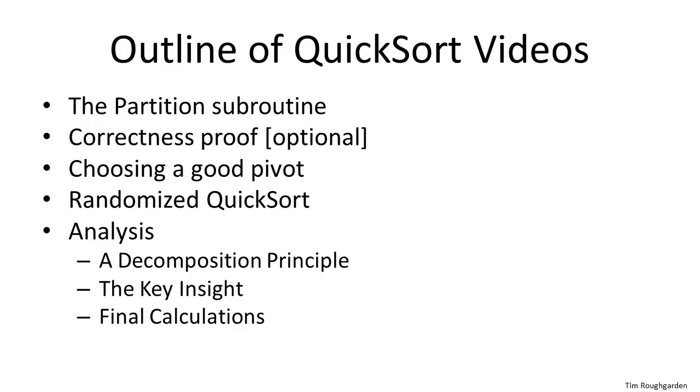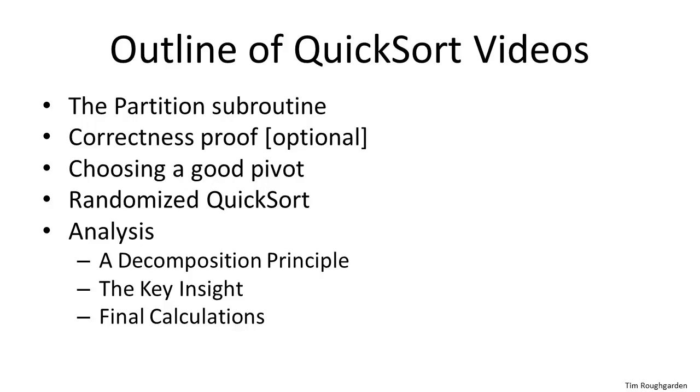And then we'll give the mathematical analysis in 3 parts. We'll prove that the quicksort algorithm runs in n log n time with small constants on average for a randomly chosen pivot. In the first analysis video, I'll introduce a general decomposition principle of how you take a complicated random variable, break it into indicator random variables, and use linearity of expectation to get a relatively simple analysis. That's something we'll use a couple more times in the course, for example, when we study hashing.